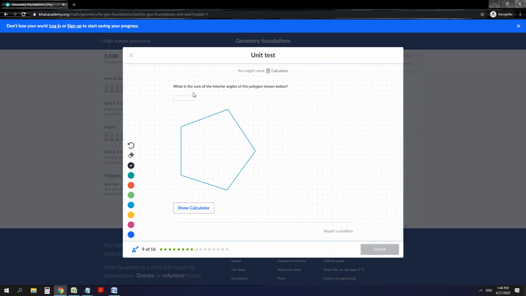And then keep going. What is the sum of the interior angles of the polygon shown below? This should feel really straightforward. Let's do that. Okay. I'm going to cut this up into triangles so that you guys can see how I'm doing this. Right? Notice this is still the angle of the pentagon, still the angle of the pentagon, and so on.